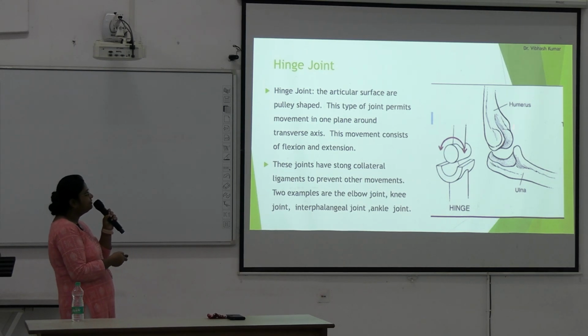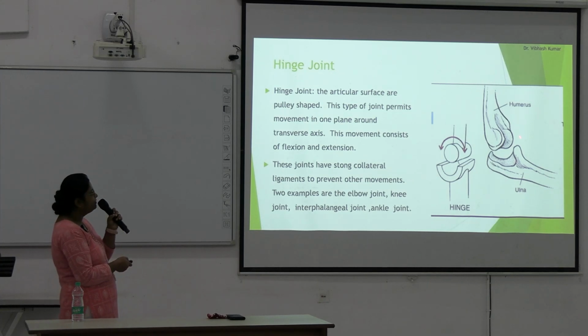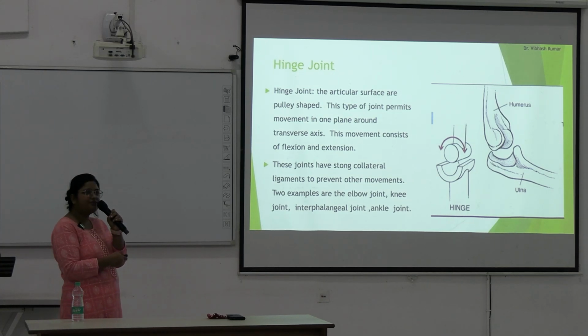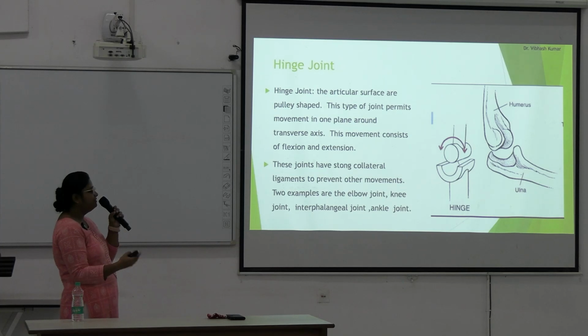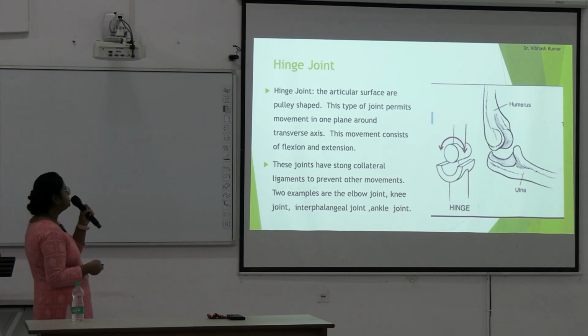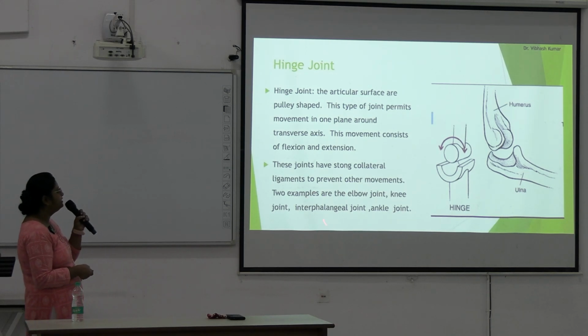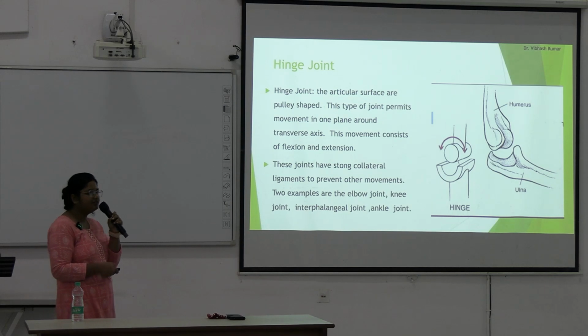We have seen this articulation between the trochlea of the humerus and the trochlear notch of the ulna. Here the elbow joint is formed and only flexion and extension occur in this joint. So these joints have strong collateral ligaments to prevent other movements. Examples are the elbow joint, knee joint, interphalangeal joint, and ankle joint. These are the examples.